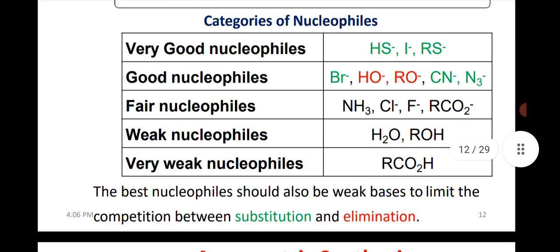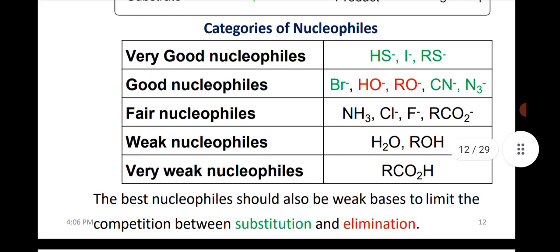Why? The carboxylic acid, that is RCO2H, is a very weak nucleophile because it has two oxygen atoms, which are both highly electronegative atoms. Here we are not differentiating the oxygens; both are simply oxygen atoms. Oxygen atoms are highly electronegative, and we have discussed that with electronegative atoms, the nucleophilic character has an inverse relation. Higher the electronegativity, lower the nucleophilic character.